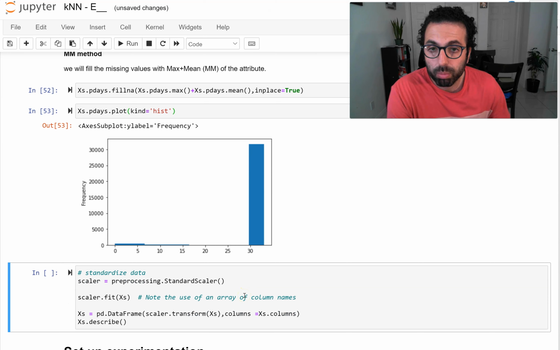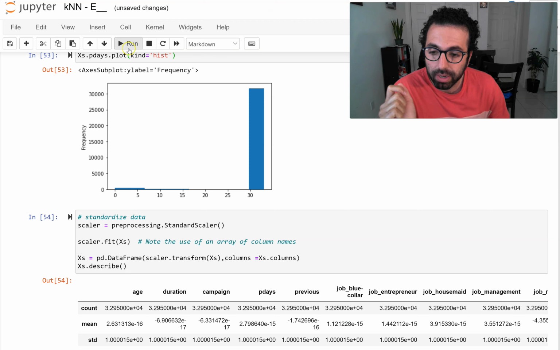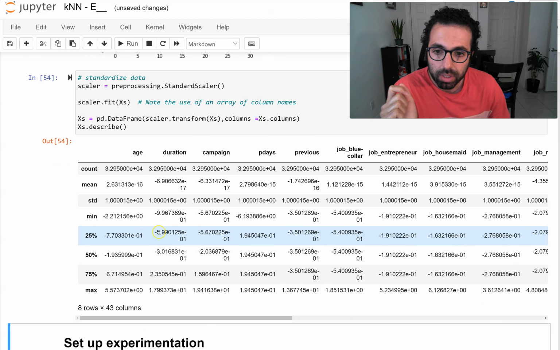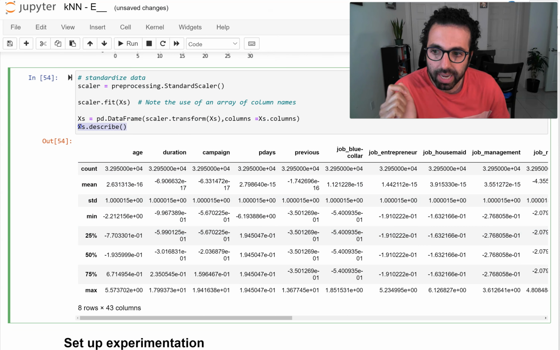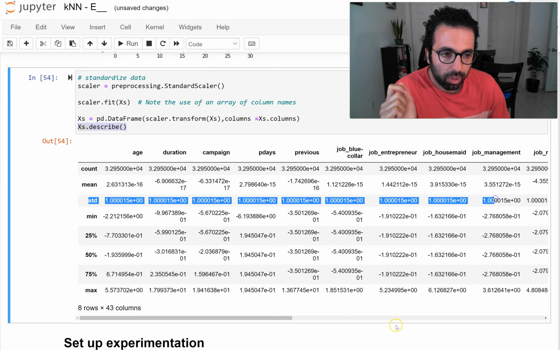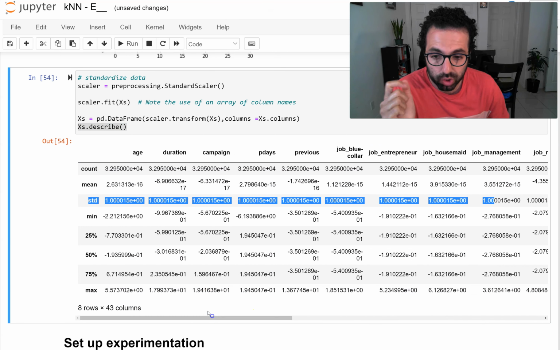Of course, before moving forward, we also need to standardize our data. We do that by using the StandardScaler from the scaler module, and once we do that, we check that the standard deviation for all of our data is now 1. So that's the goal of standardizing the data, which happened here.